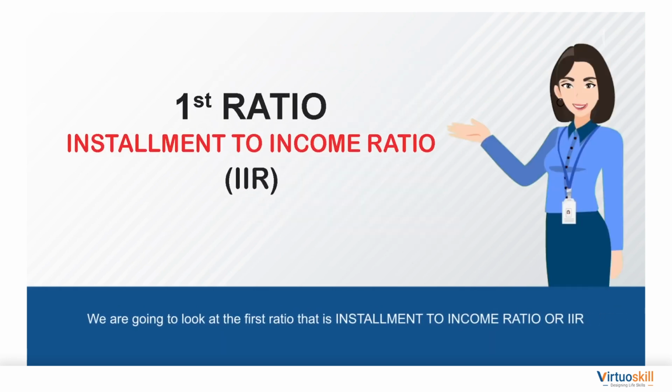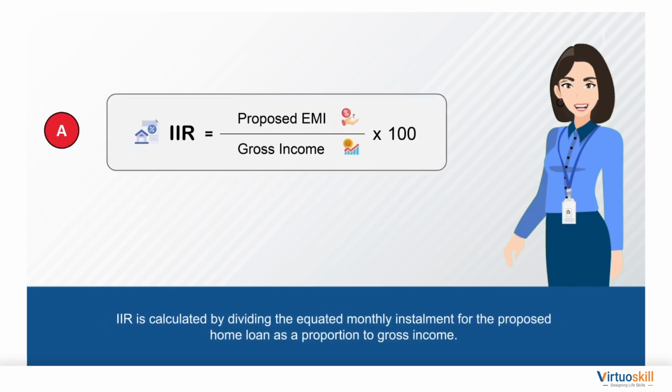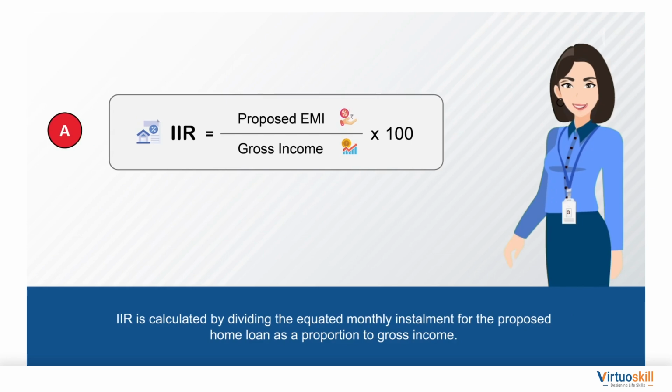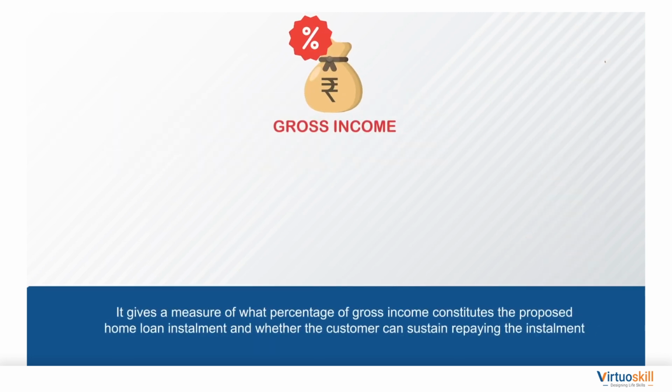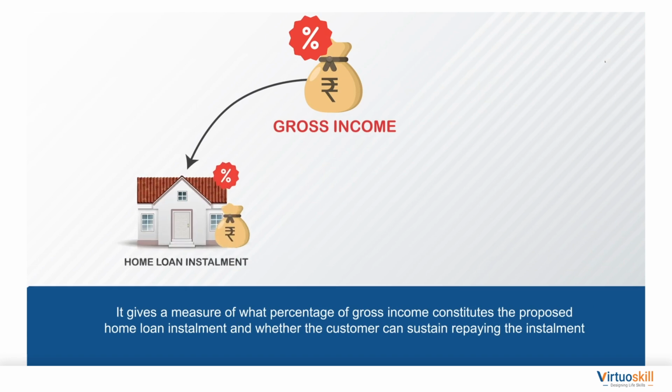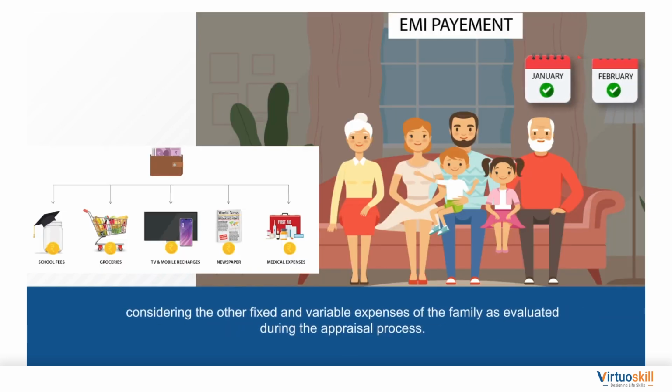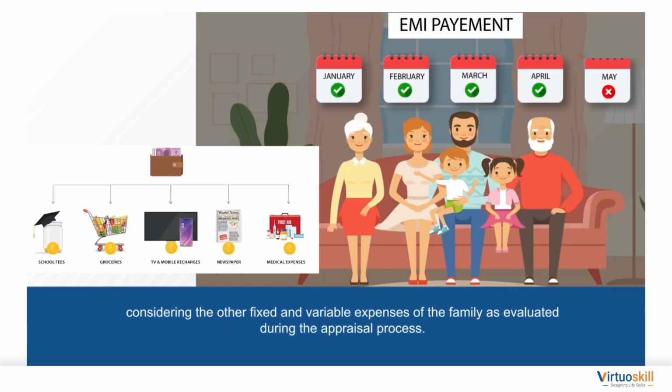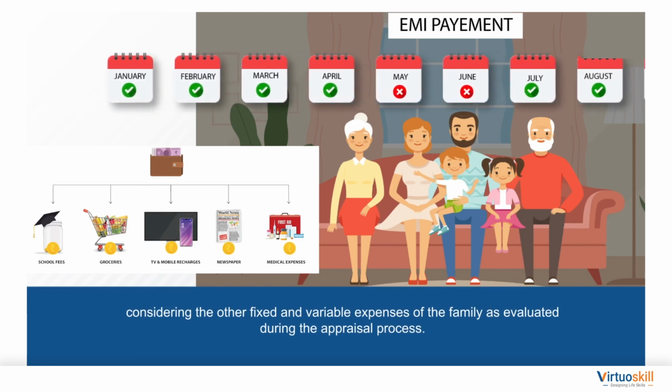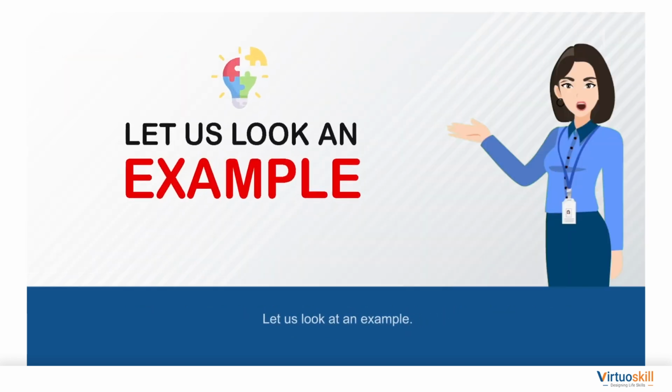We are going to look at the first ratio, that is, installment to income ratio or IIR. IIR is calculated by dividing the equated monthly installment for the proposed home loan as a proportion to gross income. It gives a measure of what percentage of gross income constitutes the proposed home loan installment and whether the customer can sustain repaying the installment considering the other fixed and variable expenses of the family as evaluated during the appraisal process. Let us look at an example.